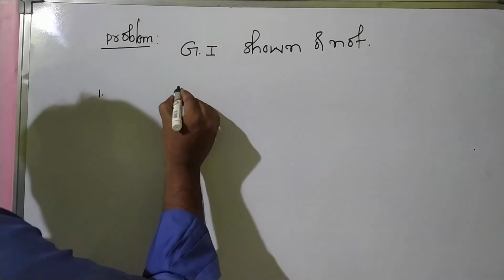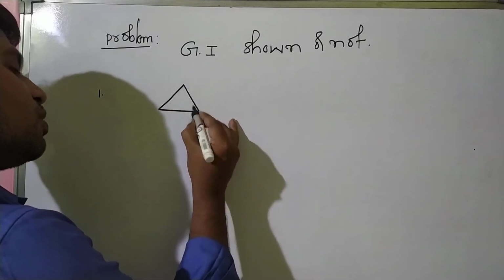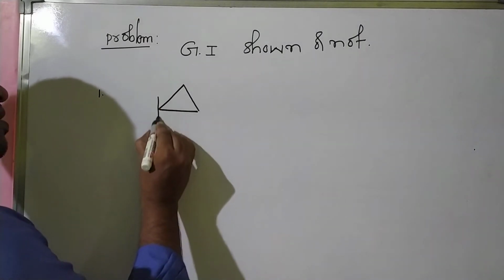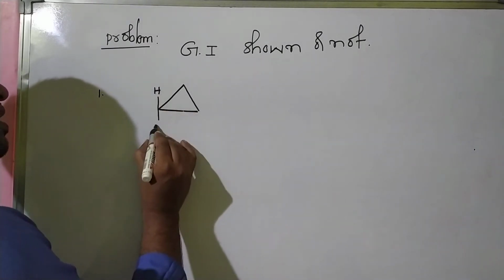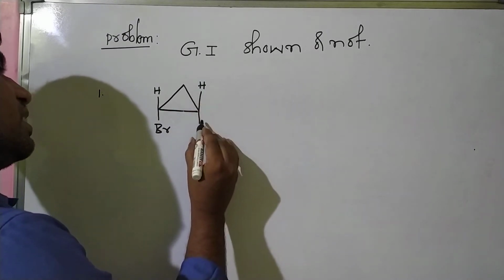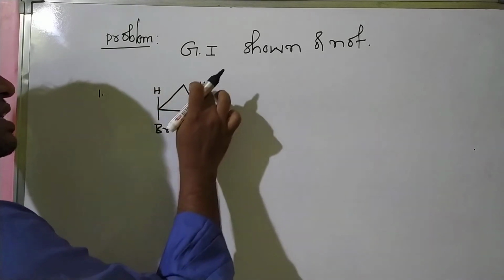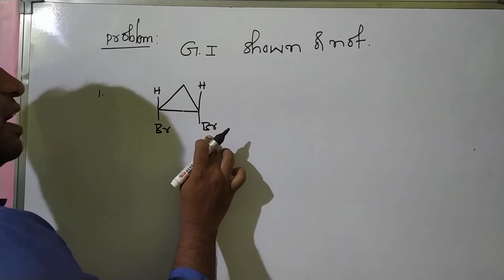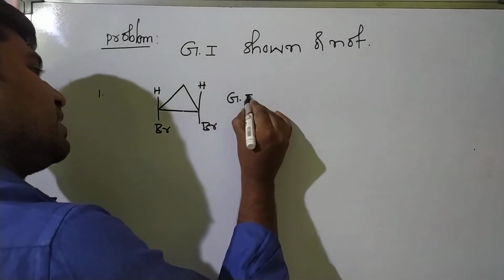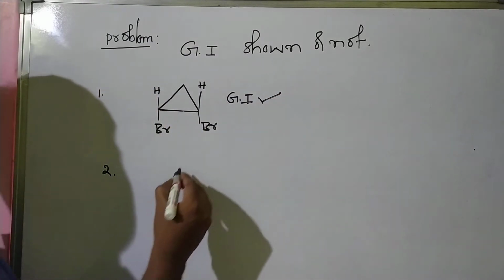First of all, this is the cycloalkane, meaning cyclopropane, you know very well. Now here one hydrogen, here one bromine, here one hydrogen, here again bromine. So A not equal to B, C not equal to D, and L1 not equal to L2. So this will give geometrical isomerism. It shows geometrical isomerism.